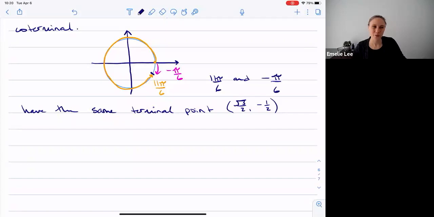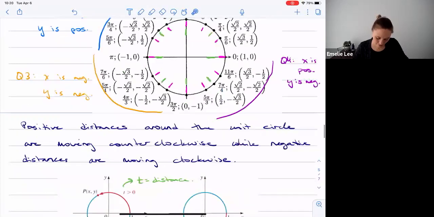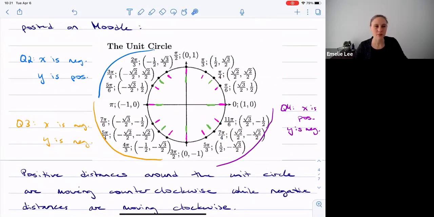I'm going to confirm that, but what did I do there? I know that for positive pi over 6, it's root 3 over 2, 1/2. So by symmetry, I can go down into the fourth quadrant and say, okay, x is still positive, but my y I have to make negative. I'm just going to confirm that this is the terminal point on that unit circle that I gave you. Root 3 over 2, negative 1/2. Good. So they have that same terminal point.